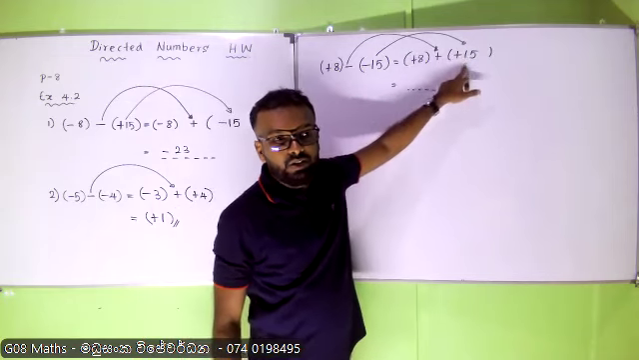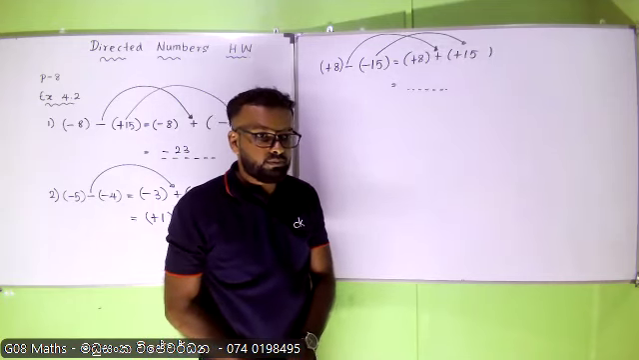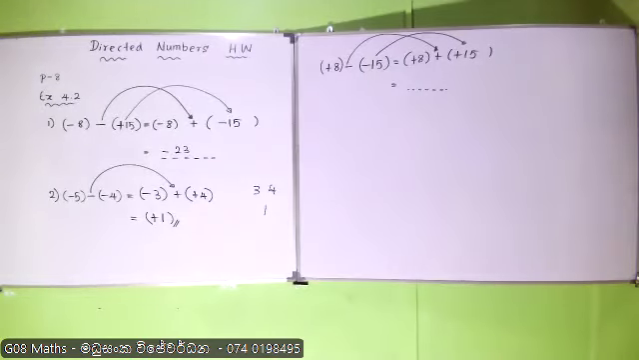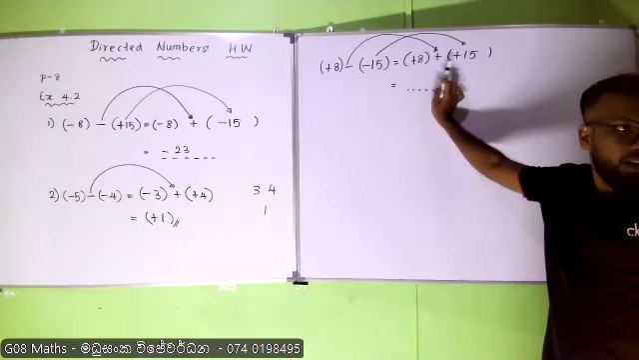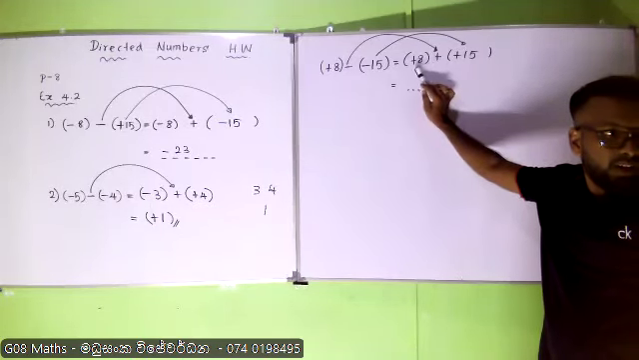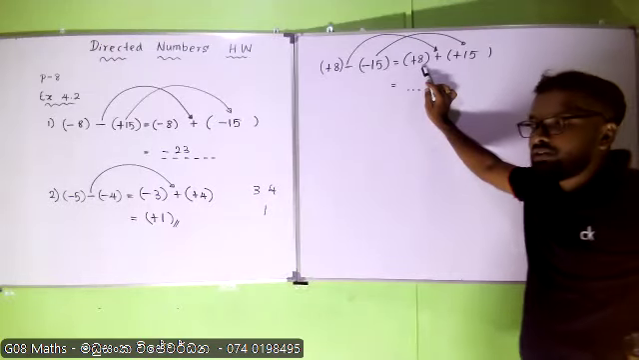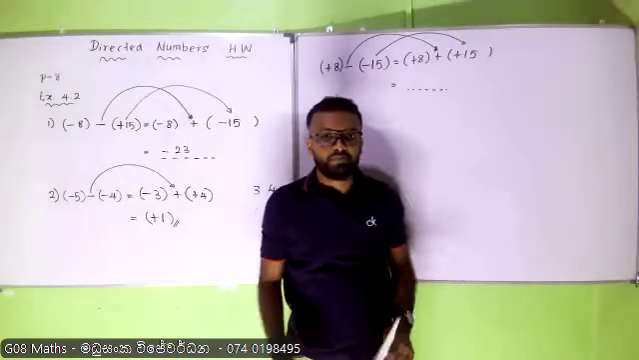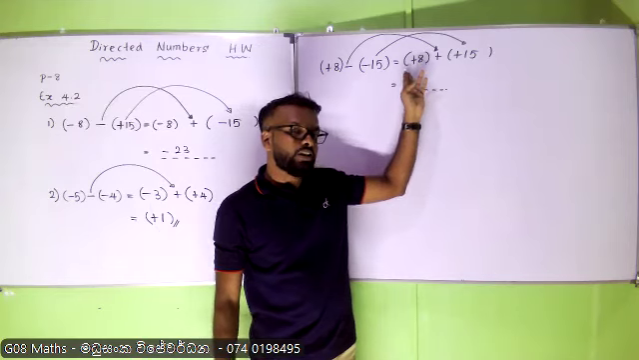What can you say about these two directed numbers? Are they the same sign or different sign? Different sign. So what are the two directed numbers you have now here? 8 and 15. What are the signs of them? Plus. Now are they different or the same? Same. Why did you say different? Are you clear?